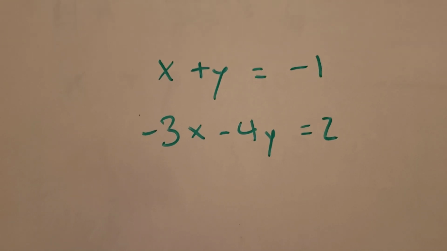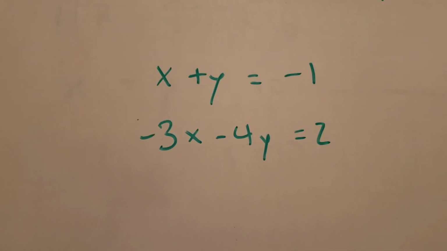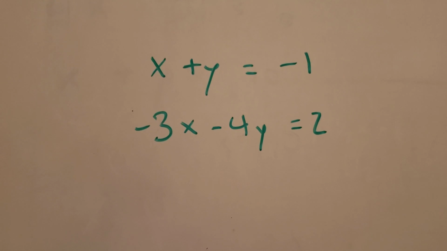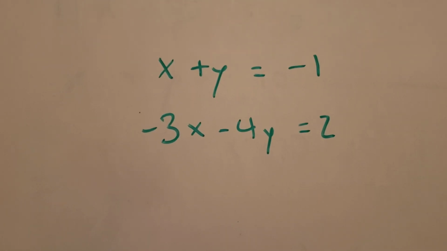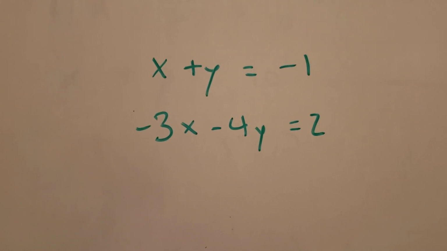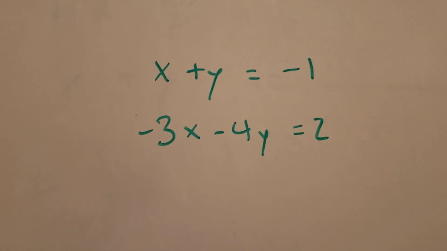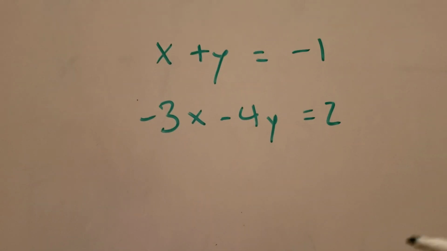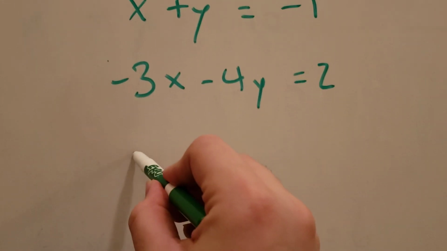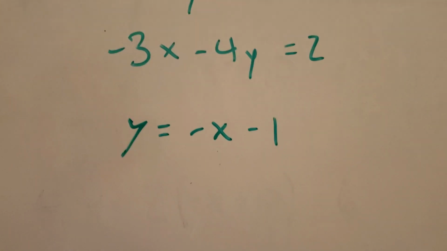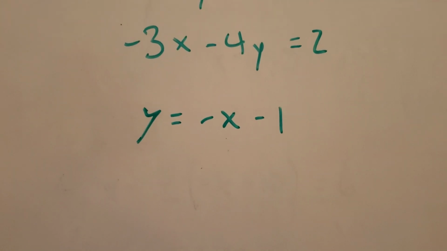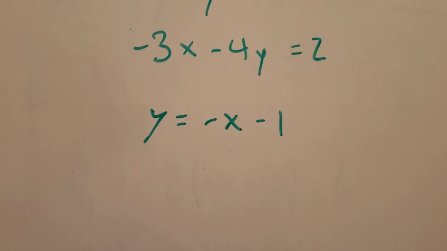So we need to pick one of these equations to solve for one variable. Now, here's the cool thing. You can pick either equation, but we should probably pick the easiest one. Why make life harder for ourselves? Let's just solve the easy one, which is probably going to be this first one here. All we have to do is move the x over. And now we've got it solved for a variable. That's going to make it way easier for us to do this problem.